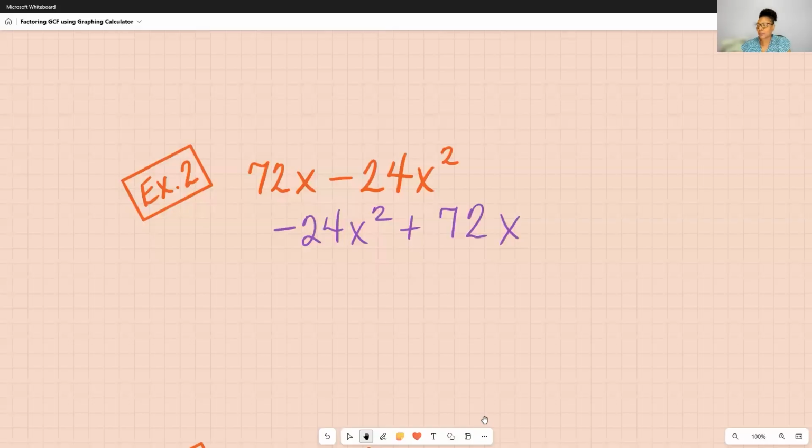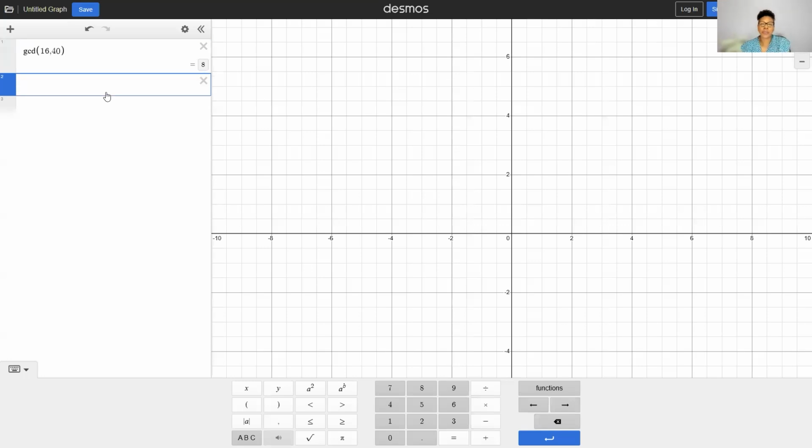Let's go to Desmos to see what it says. Now that you know it's GCD, you don't have to go through the functions window.